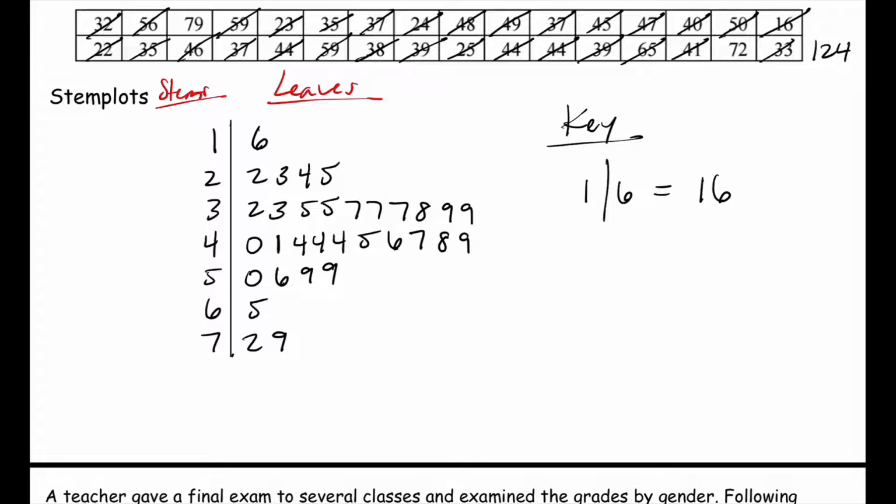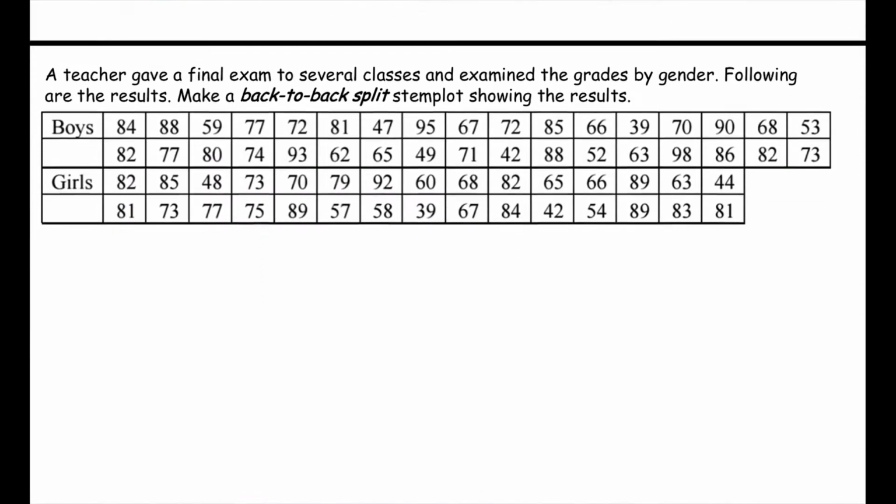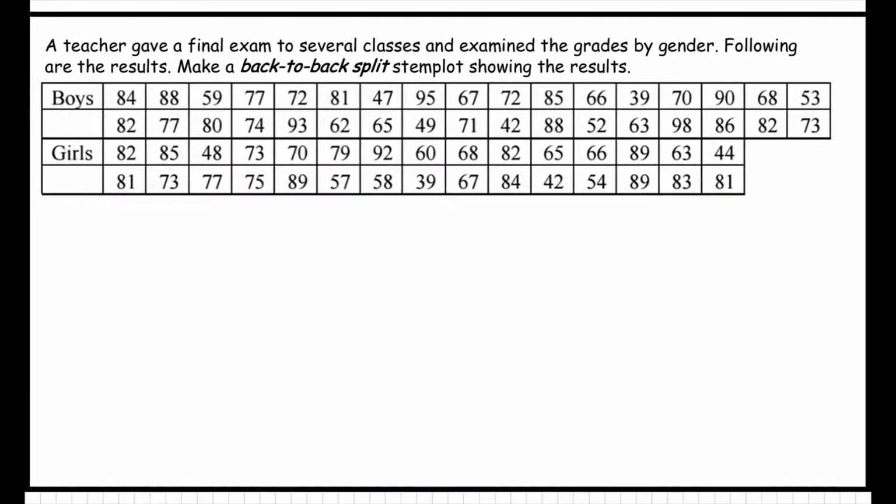Okay, so that's a stem plot. The next one is called a back-to-back stem plot. It's the same idea, they're just back-to-back. One's in the front, one's in the back. Okay, so we still need stems. So a teacher gave a final exam to several classes and examined the grades by gender. The following are the results. Make a back-to-back stem plot. So when you're wanting to compare, so we want to compare boys and girls, and it's quantitative data. These are all numbers. I can find the average score, right? So they're quantitative. So we need to do a back-to-back.